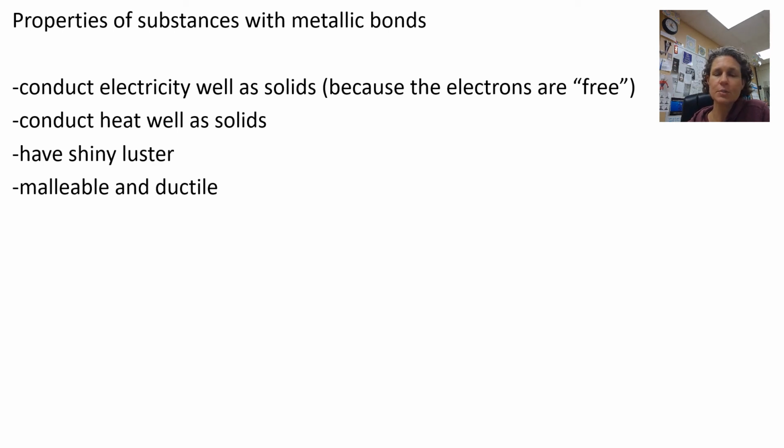Okay, last page. So substances with metallic bonds. First off, they tend to conduct electricity very well as solids, because the electrons are just free and available to carry that current. They also conduct heat very well. They're shiny. They have that luster. Even though they can be harder, depending on if they're alloys or not, they do have a tendency to be malleable and ductile.